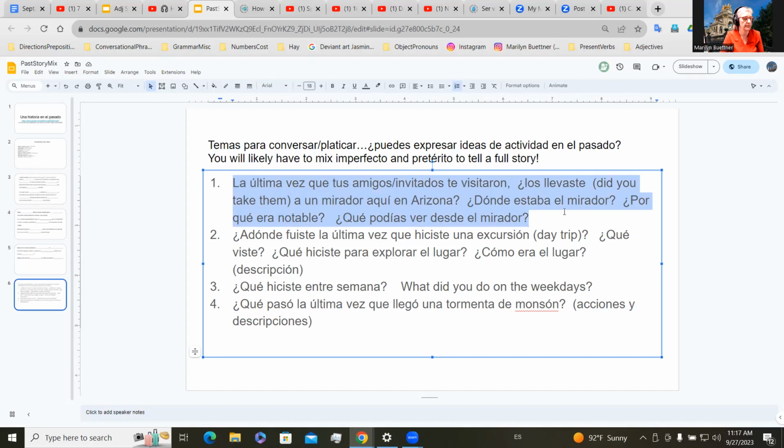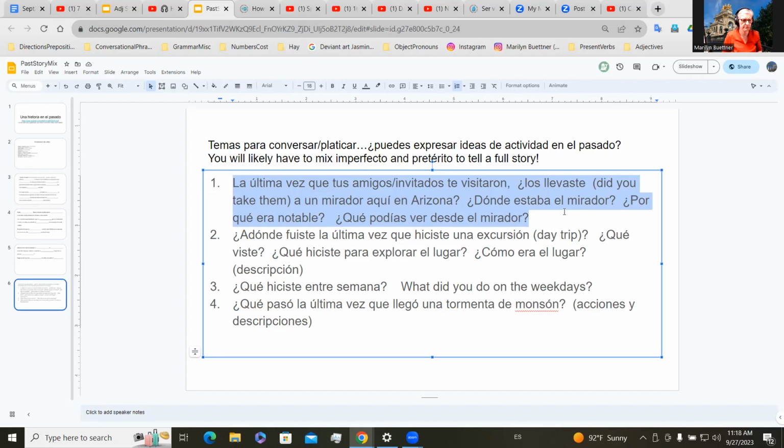Pero depende, it depends. La última vez, the last time. La última vez que tus amigos, invitados, guests, whatever they are, whether they're friends or just guests, te visitaron. The last time your friends visited you. ¿Sí? ¿Los llevaste a un mirador aquí en Arizona? ¿Dónde estaba el mirador?